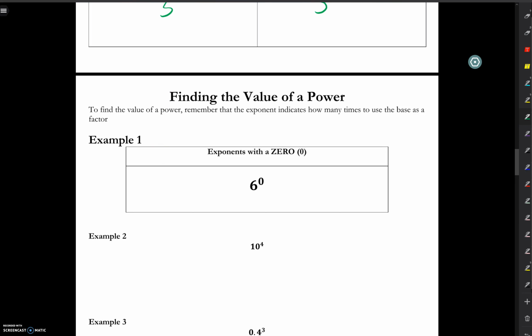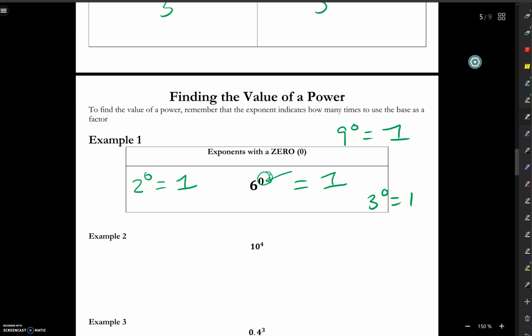All right, we have some more examples. So if we ever have an exponent of 0, 6 to the power of 0, it always will equal 1. 2 to the power of 0, the answer would be 1. 9 to the power of 0, the answer would be 1. 3 to the power of 0, the answer would be 1. So I just want to remind you, if it has a 0 exponent, it's equal to 1.